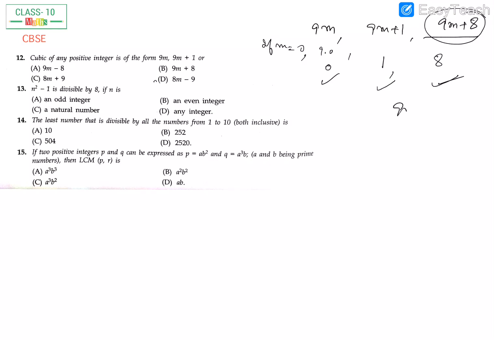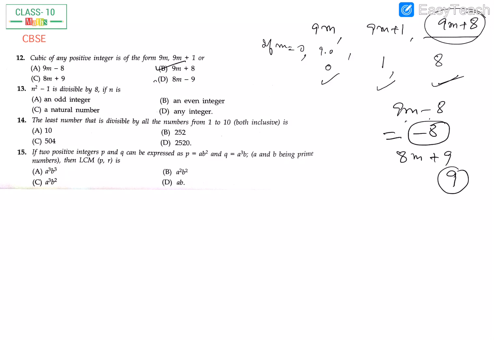On the other hand, 9m minus 8 will give minus 8, which is not a cube of any number for m is equal to 0. Similarly, 8m plus 9 for m is equal to 0 gives 9, which is not a cube of any number. Similarly, 8m minus 9 does not give a cube of any positive integer. So our option is B.